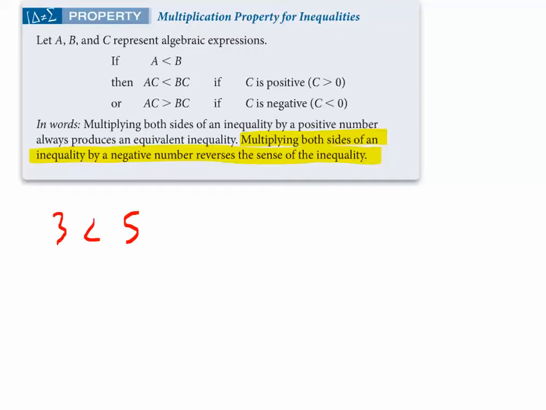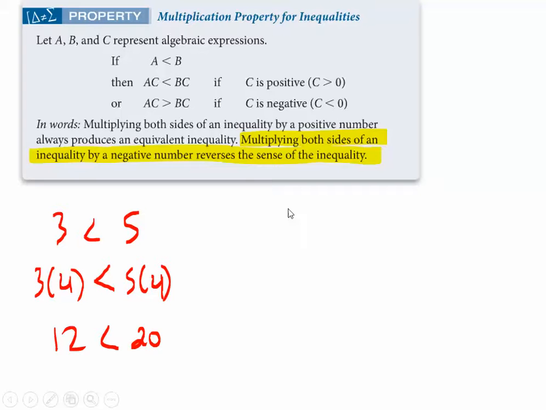So everybody okay still? 3 less than 5? Cool. If I were to multiply both sides by 4, the question is, do I still get to keep my inequality the same? Absolutely. Because 12 is less than 20. That's sort of the positive case. I'm multiplying through by a positive number. Okay, how about this one? How about if I multiply through by a negative 4? What happens here?